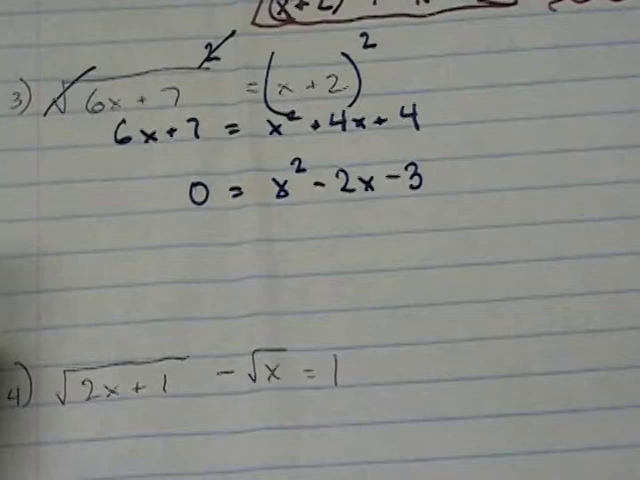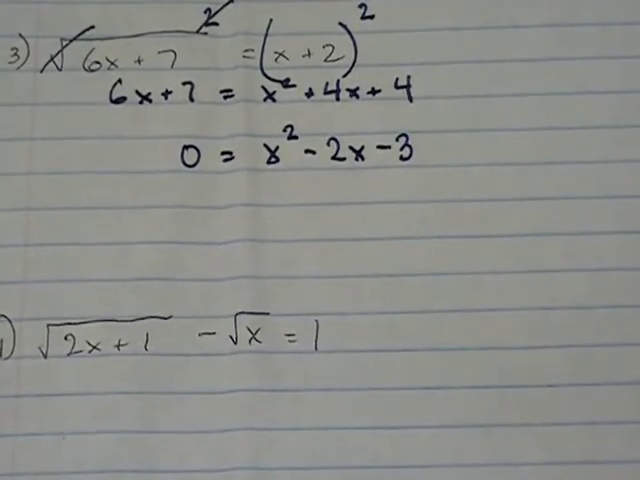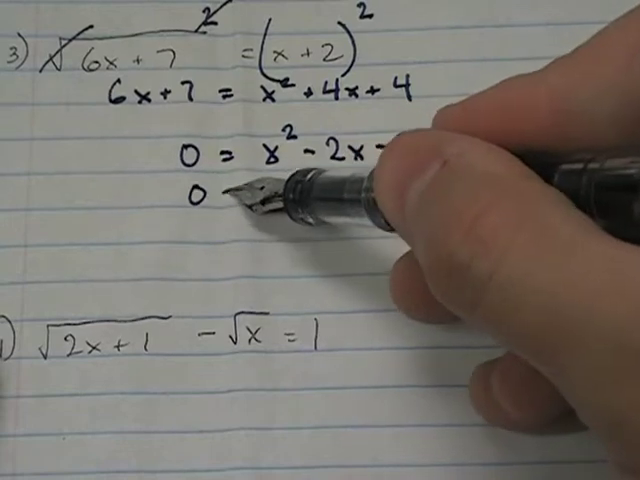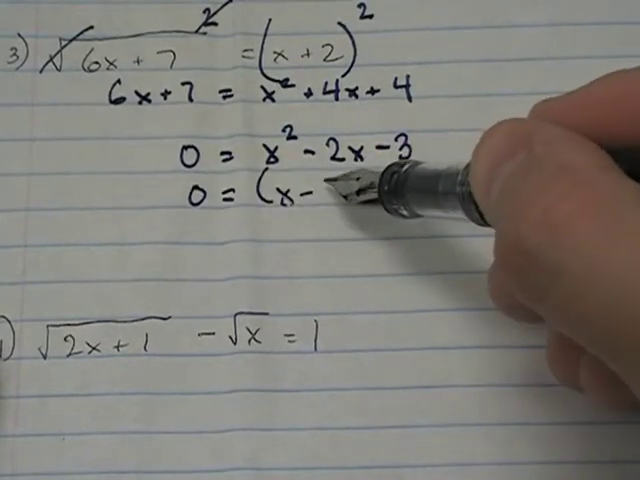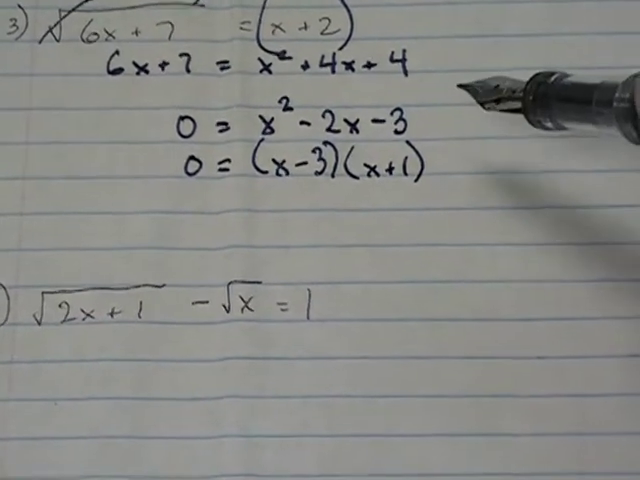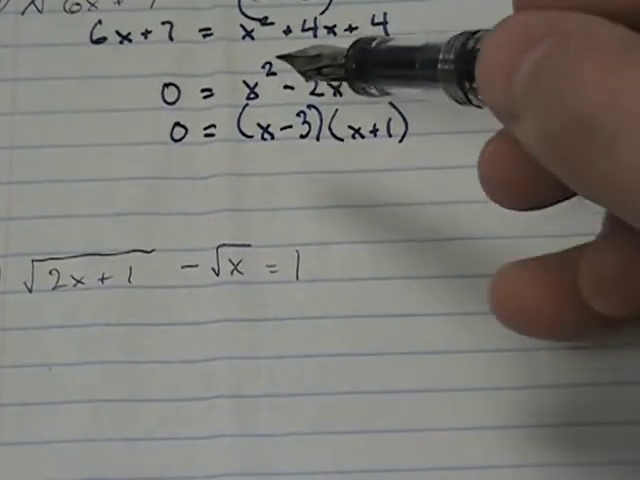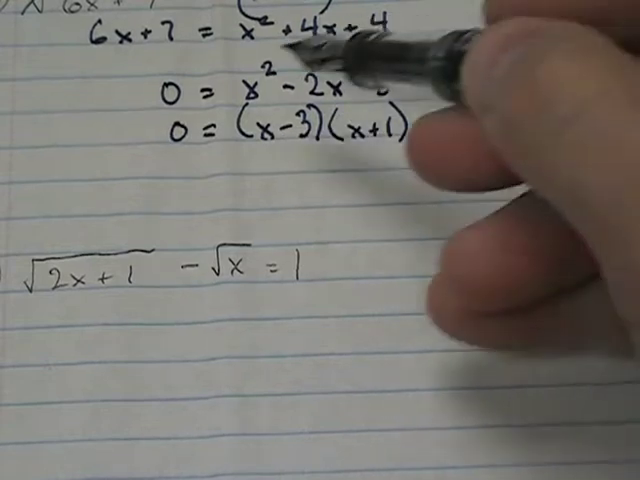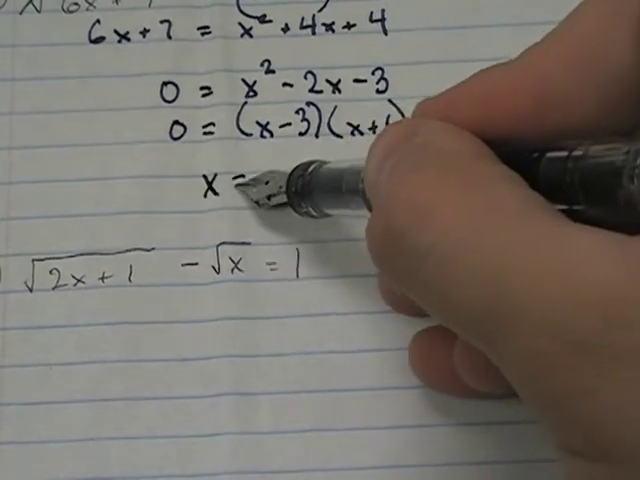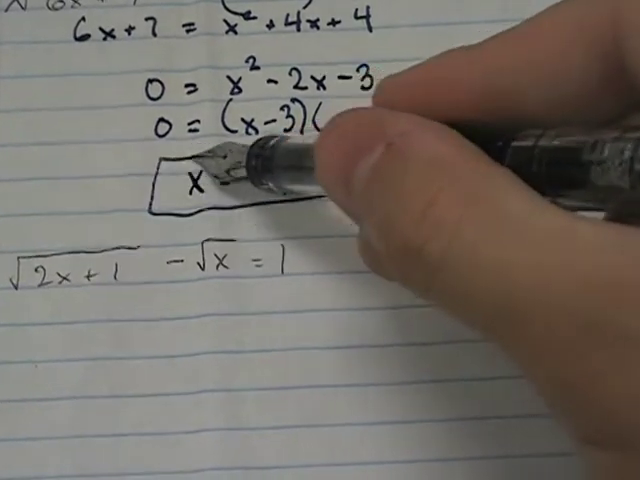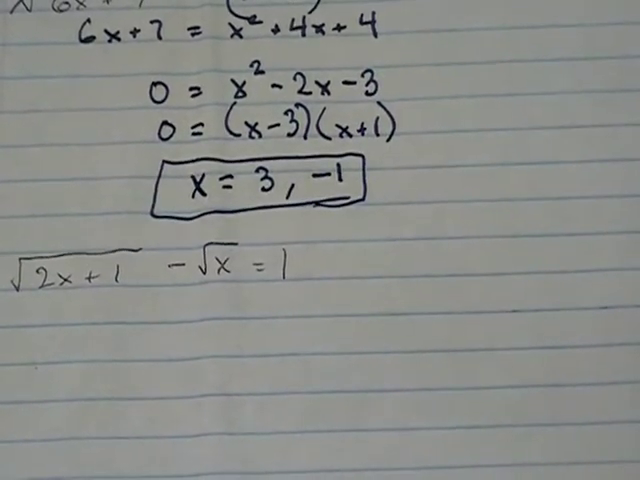And then I can factor this, or I can use a couple of other methods. But in this case, this factors very nicely. It factors into x minus 3 and x plus 1. When we factor a polynomial, the easiest way to solve it is to set each factor equal to 0. If I do that, I get x equals 3 and x equals negative 1. Okay, so there are my solutions, and I'm happy with that.